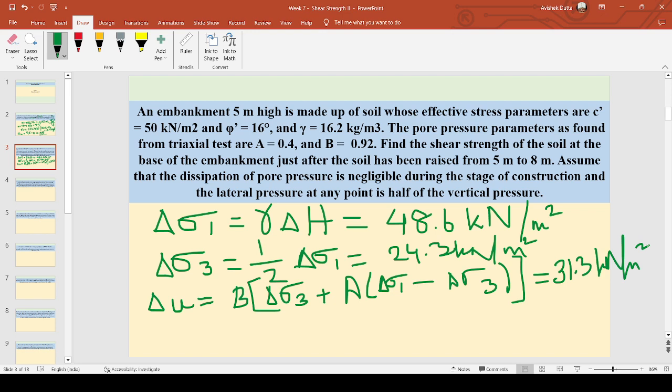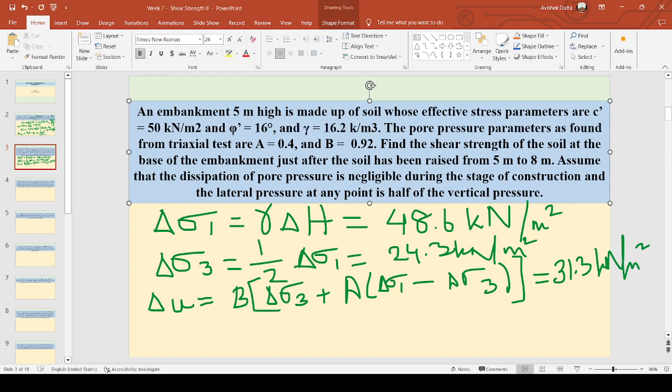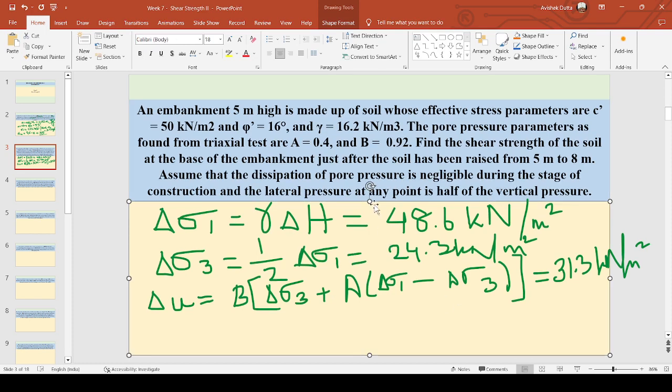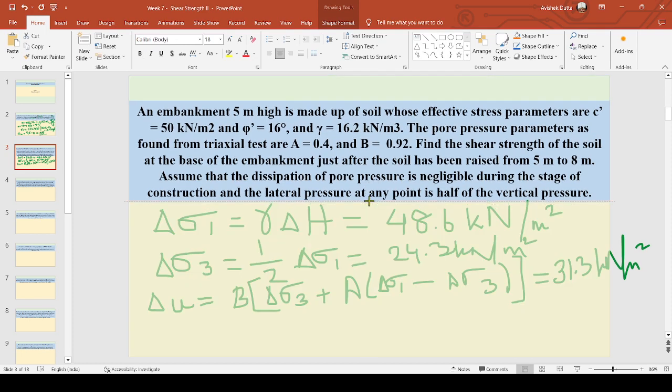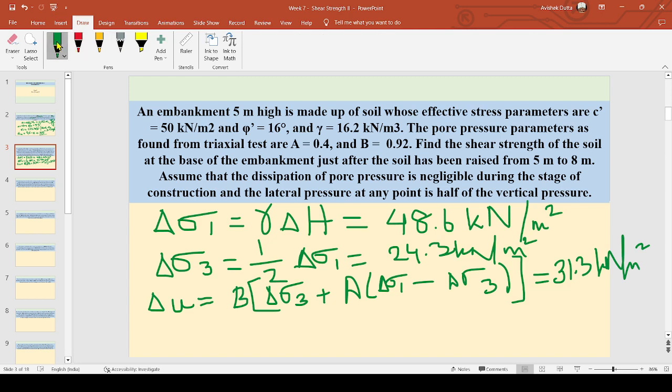I believe the gamma value would be in kilonewton per meter cube, not in kg. So here we have 16.2 kilonewton per meter cube, and that will give you the result directly in kilonewton per meter square.